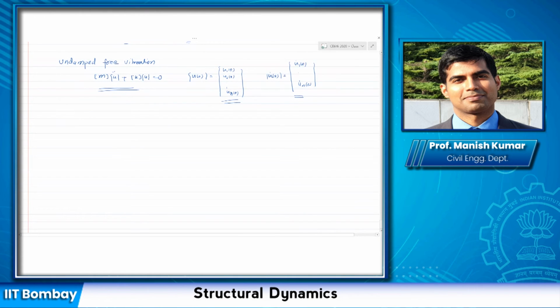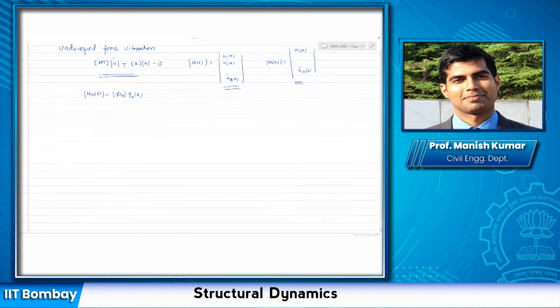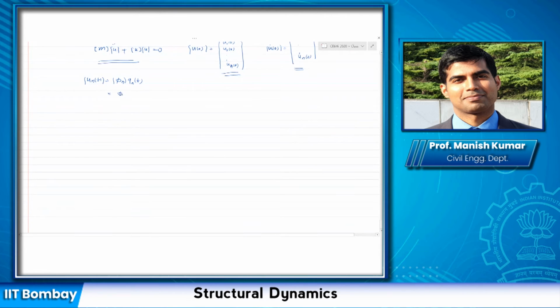We said that for any mode, u_n(t), which is the contribution of the nth mode to the total response, is basically phi n times q_n(t). Did we not say that? And what else did we say? That q_n(t) is nothing but A_n cos omega_n t plus B_n sin omega_n t. Now, this is for the nth mode.